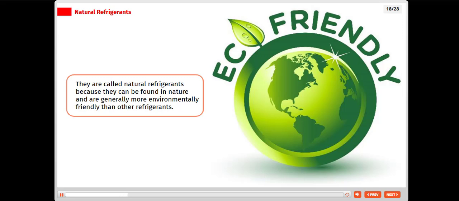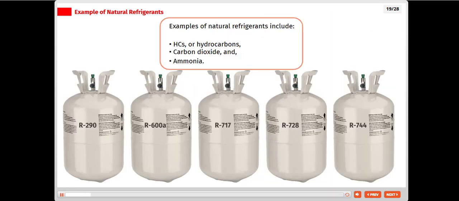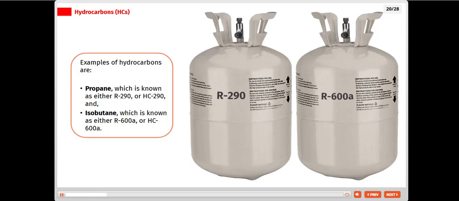They are called natural refrigerants because they can be found in nature and are generally more environmentally friendly than other refrigerants. Examples of natural refrigerants include HCs, or hydrocarbons, carbon dioxide, and ammonia. Examples of hydrocarbons are propane, which is known as either R290 or HC290, and isobutane, which is known as either R600A or HC600A.